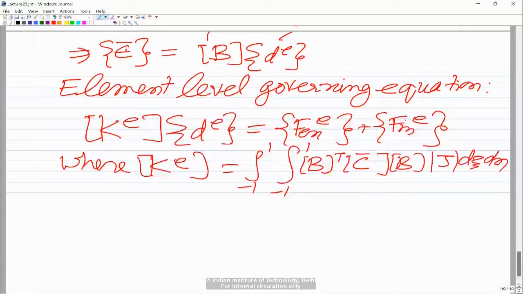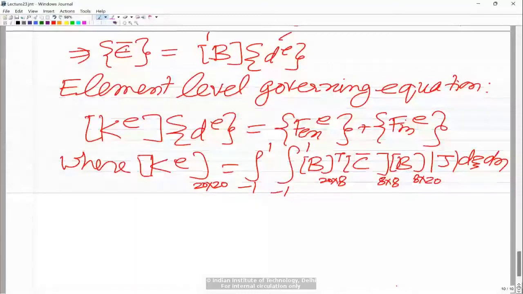So if you look at the C matrix, we have already said it is 8 by 8, and B is 8 by 20, and B transpose would be 20 by 8. So finally you would see the stiffness matrix is going to be of size 20 by 20. The stiffness matrix size is going to be 20 by 20 for this plate bending 8 noded isoparametric plate bending element. And as usual, we don't do this integration explicitly, but we carry out this integration through the Gauss quadrature numerical integration, which I have discussed earlier.